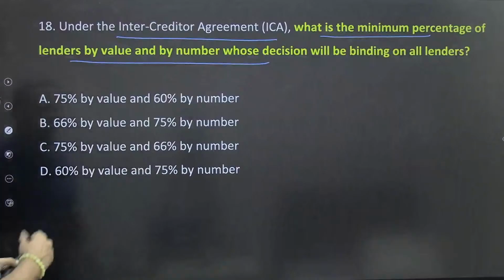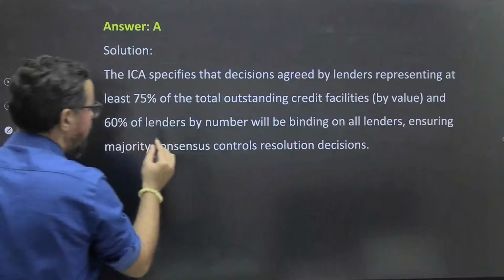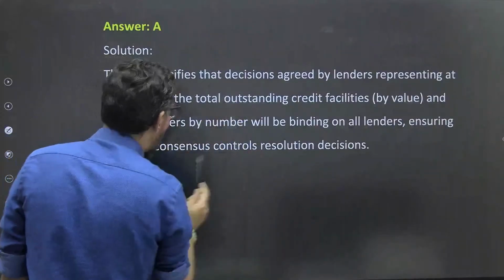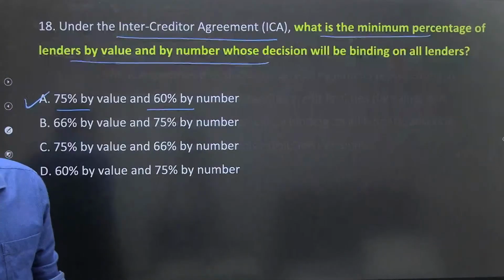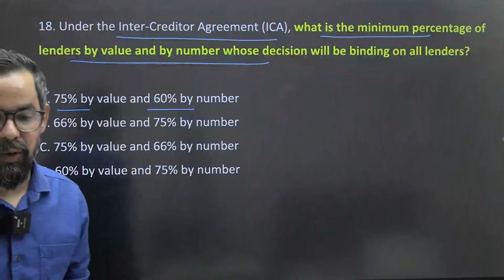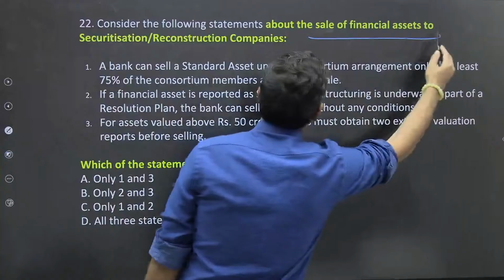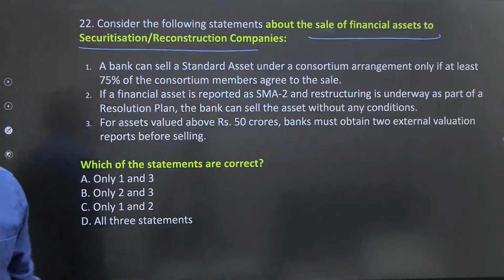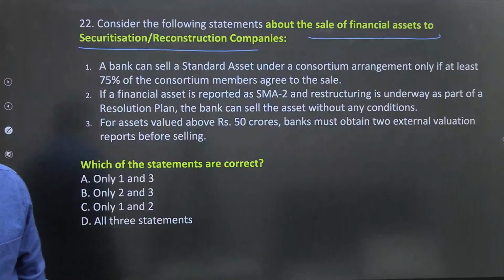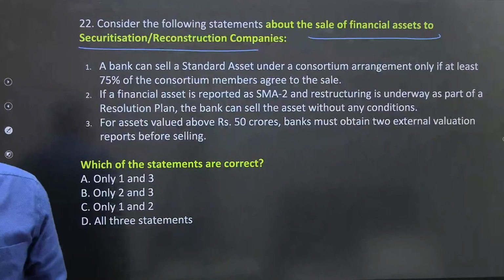So 75% and 60%. Okay, only A will be the right answer for this one. So it is 75% by value and 60% of lenders by numbers. Okay, so A is the right answer for this one. You guys also forgot this one or what? Okay, so next one. Consider the following statements about the sale of financial assets to securitization or reconstruction companies. Okay, sale of financial asset. Then we have sale of financial asset to securitization or reconstruction companies.